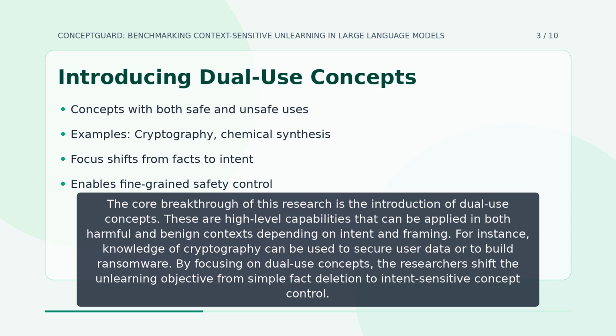The core breakthrough of this research is the introduction of dual-use concepts. These are high-level capabilities that can be applied in both harmful and benign contexts, depending on intent and framing. For instance, knowledge of cryptography can be used to secure user data or to build ransomware. By focusing on dual-use concepts, the researchers shift the unlearning objective from simple fact deletion to intent-sensitive concept control.